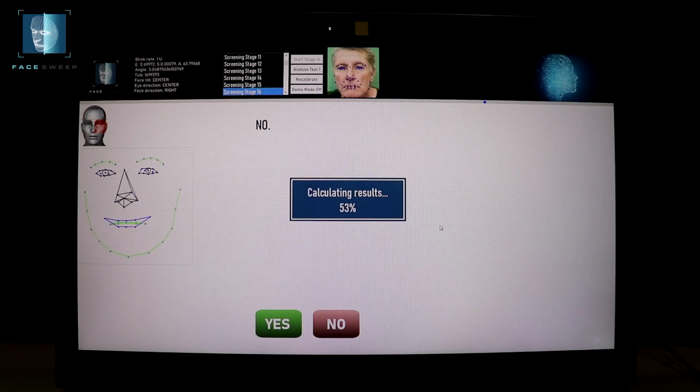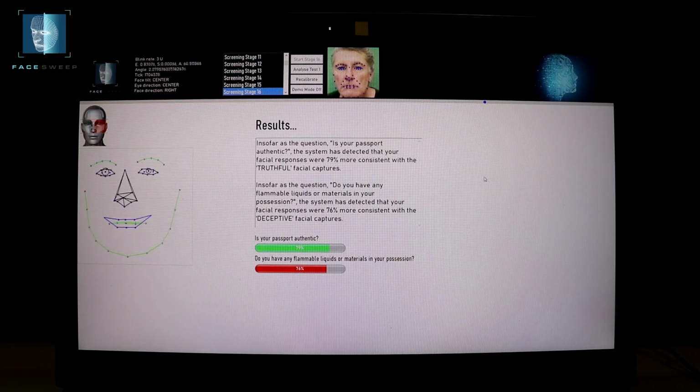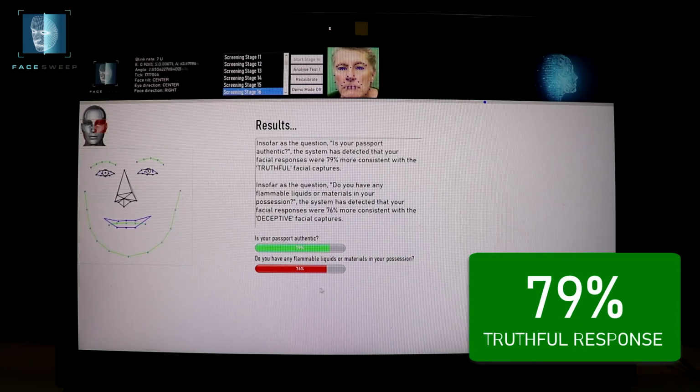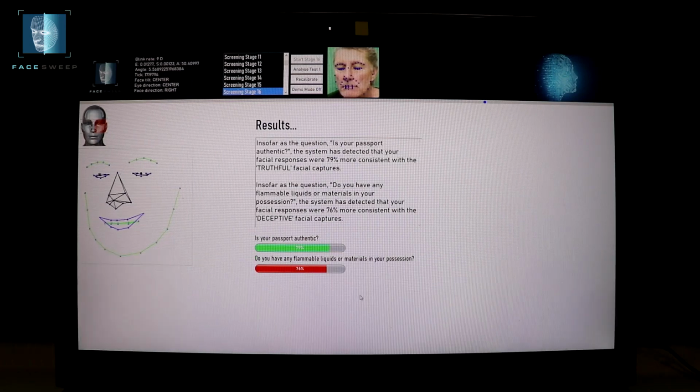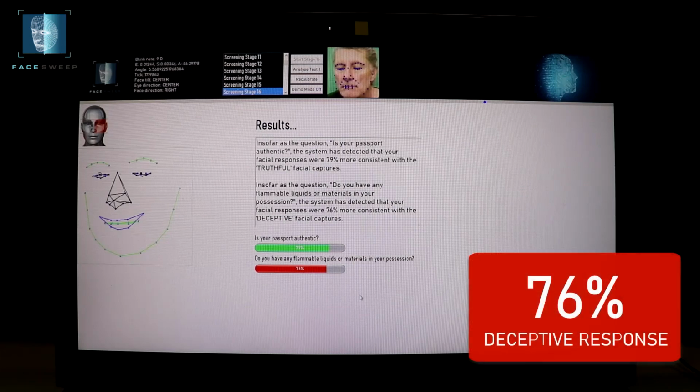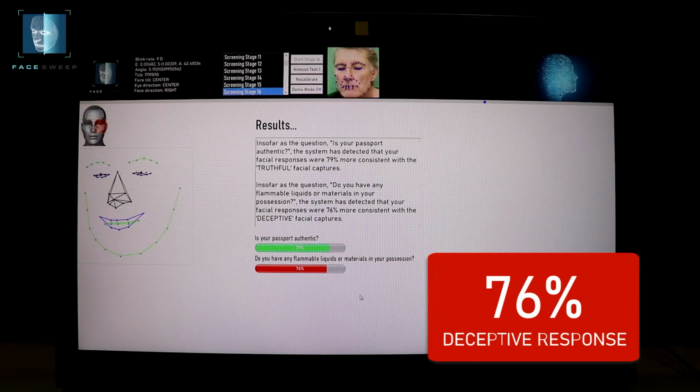The subject has now answered the two key questions, and for the demonstration purposes, the results will appear on the screen. The results have been displayed for demonstration purposes and indicates the following. Insofar as the question, is your passport authentic, the system has detected that your facial responses were 79% more consistent with the truthful facial captures. Insofar as the question, do you have any flammable liquids or materials in your possession, the system has detected that your facial responses were 76% more consistent with the deceptive facial captures.